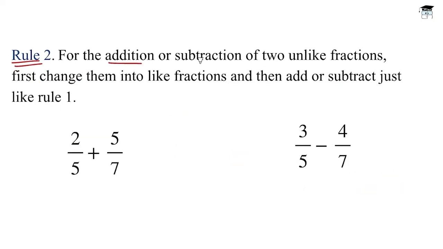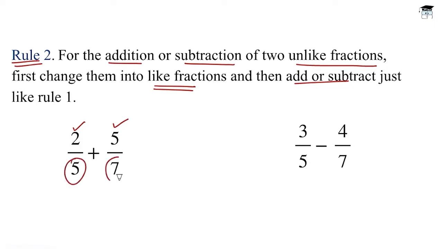So rule number 2 is for addition or subtraction of 2 unlike fractions. Here we are given 2 unlike fractions. First of all, we have to change them into like fractions and then add or subtract just like rule 1. So how are we going to add or subtract 2 unlike fractions?